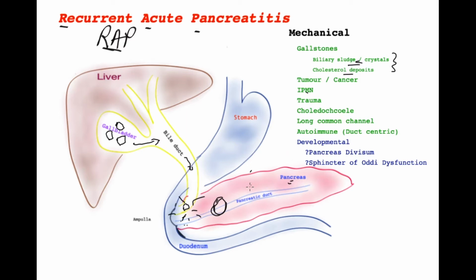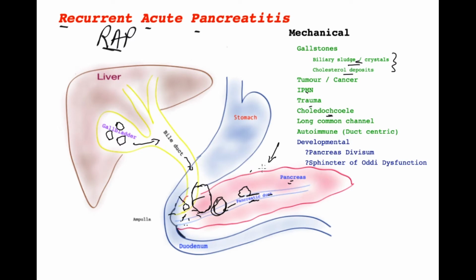IPMN is a condition of the pancreatic ducts itself, which cause these to get dilated and to be filled up with a mucus-like material, which makes it difficult for the pancreatic juice to flow. Direct trauma to the pancreas can set off pancreatitis. Choledochocele is a congenital abnormality of the bile tube, and a specific variant may be low enough to overlay the pancreas and thus increase the risk of pancreatitis.